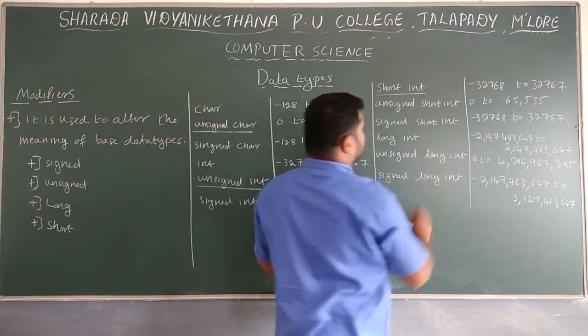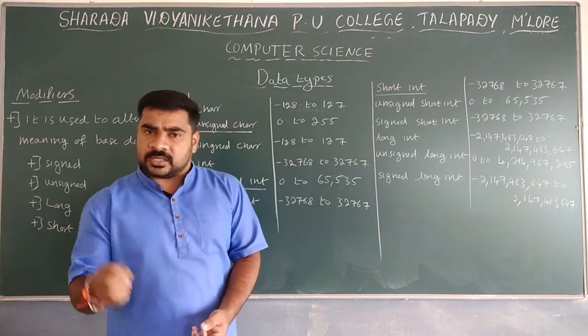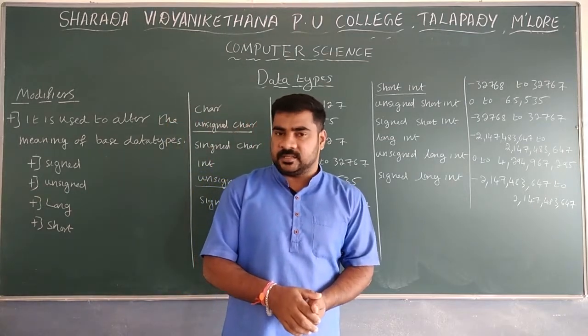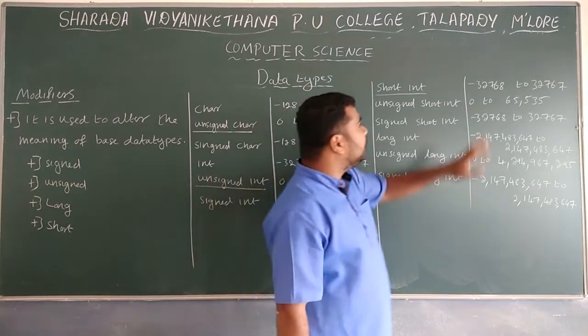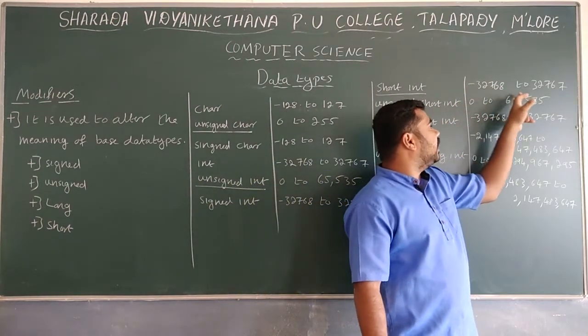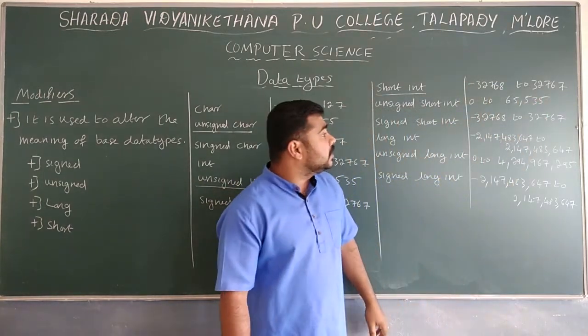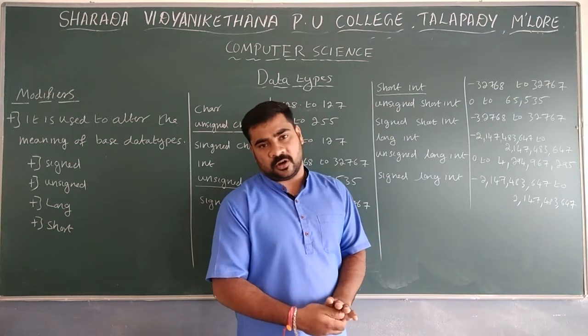It's also possible to use short. If you use short, there is no change for the integers. So the integer range from minus 32,768 to 32,767. That range will be the same for short.